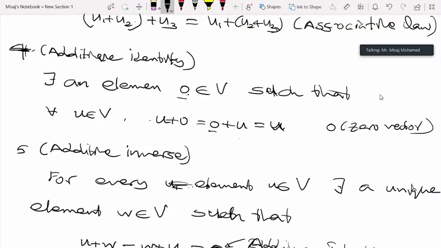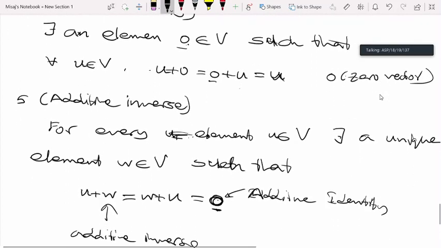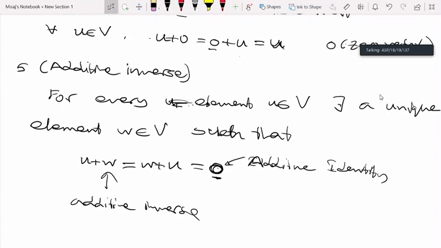Okay, the fifth one is what? If we add two vectors and the addition of the two vectors is equal to the zero vector, then the first one is the additive inverse of the second one, or the second one is the additive inverse of the first one. Vice versa, right? So every element in set V must have an additive inverse. For every element V, there exists an element W.